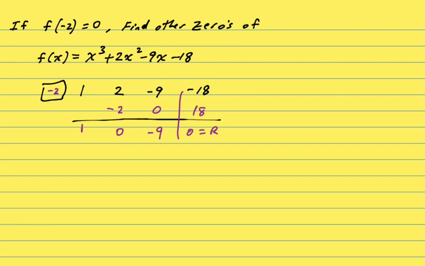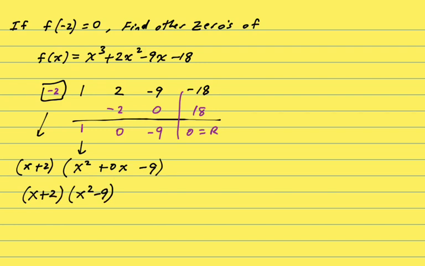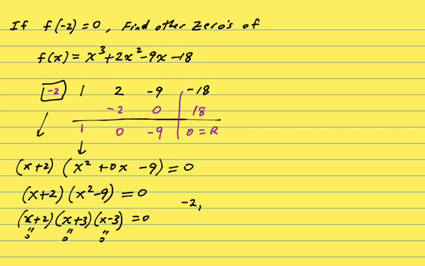So, what does this mean? This means 1x squared. This meant what? X plus 2. This means 1x squared plus 0x minus 9. So that means that's x squared minus 9. And again, we're trying to find zeros, so these have to equal 0. How does that x squared minus 9 factor? X plus 3, x minus 3. So what makes each factor a 0 would be -2, -3, and +3.